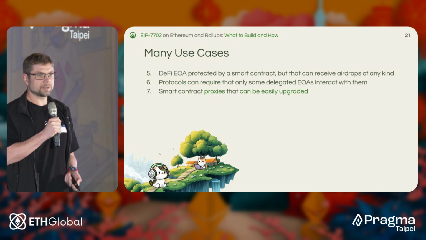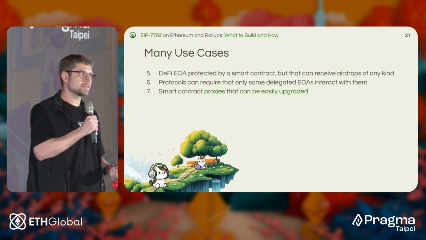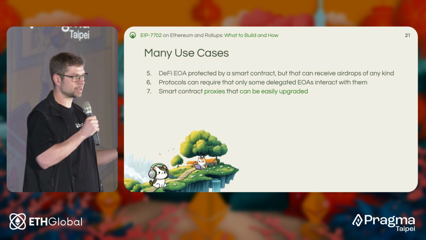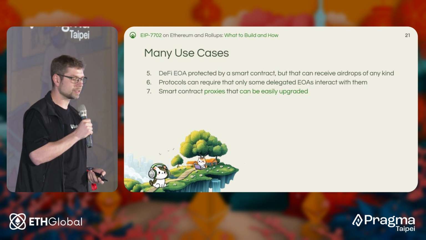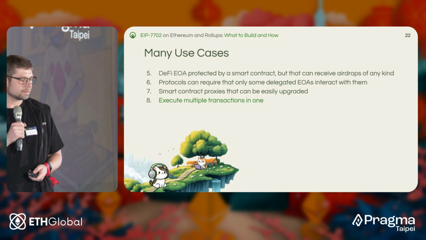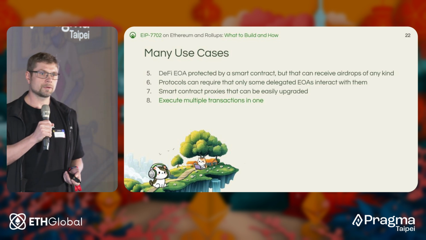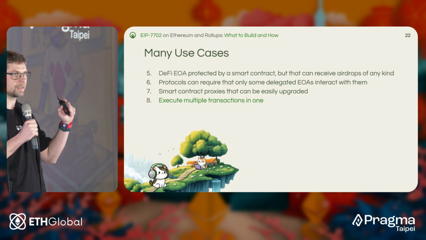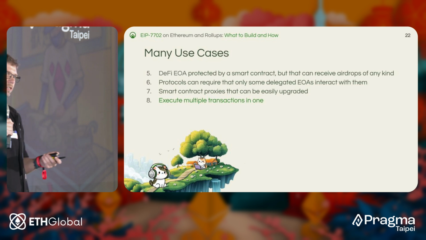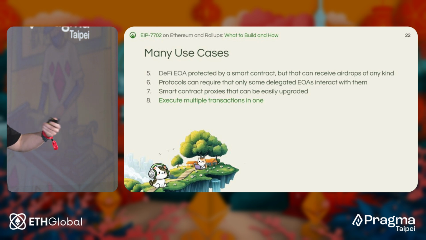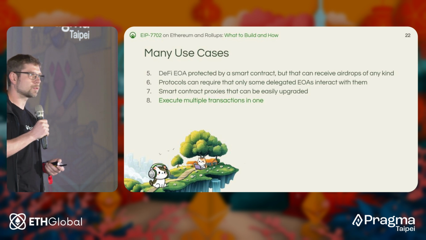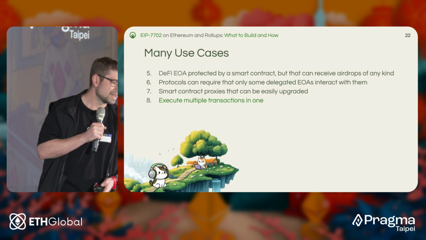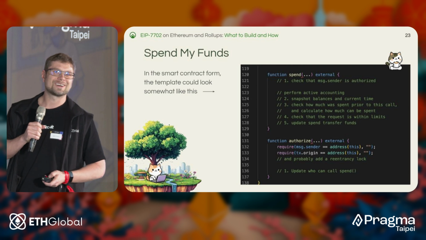You can also think about your externally owned accounts as proxies that you can easily upgrade, right? Because you have the private key, you can always update the delegation. And my really, really favorite use case is that you can make your externally owned accounts execute multiple transactions in one, with a single signature and a single need to wait for processing on chain, which is probably, at least to me, the most powerful aspect of 7702. And I will spend the rest of the talk talking about that use case.